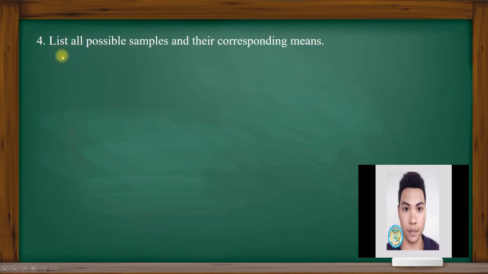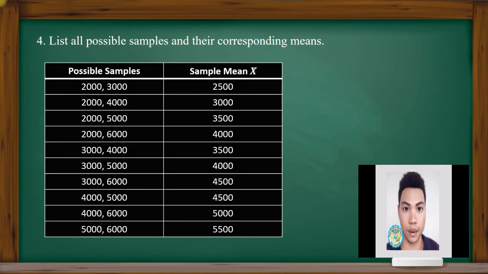So number 4, list all the possible samples and their corresponding means. So here are the possible samples. We have 2,000 and 3,000, 2,000 and 4,000, 2,000 and 5,000 and so on. So 10 itong lahat. And then the sample mean, which is yung mean nila, ang dalawa, which is 2,500, this one is 3,000, and so on hanggang dun sa 5,000 and 6,000, which is 5,500.